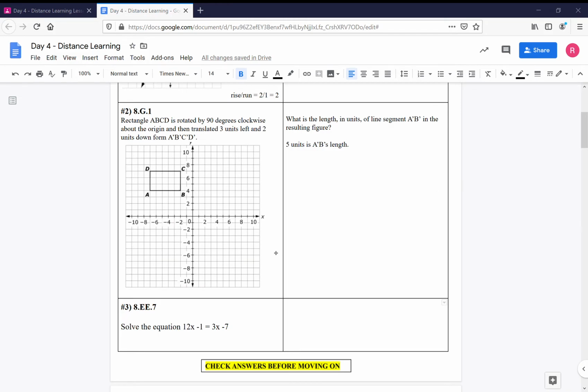Okay, so solve the equation 12x minus 1 is equal to 3x minus 7. We want to isolate the variable, so we're going to add 1 to both sides. Then we're going to have 12x minus 1 plus 1, 0, bring down the equals. And then 3x plus 0 would be 3x. And then minus 7 plus 1 would be minus 6.